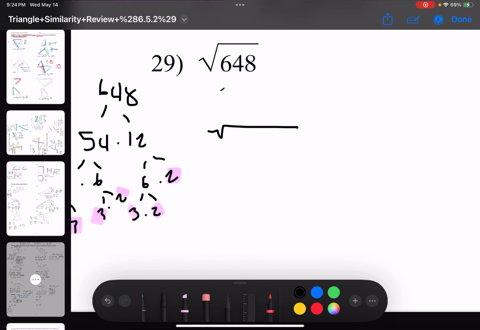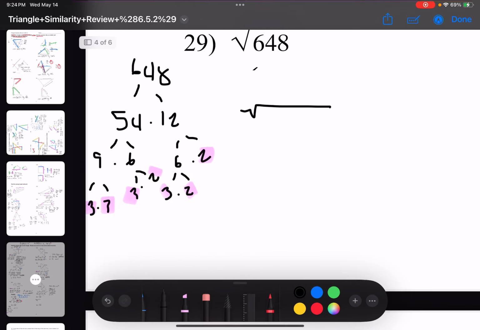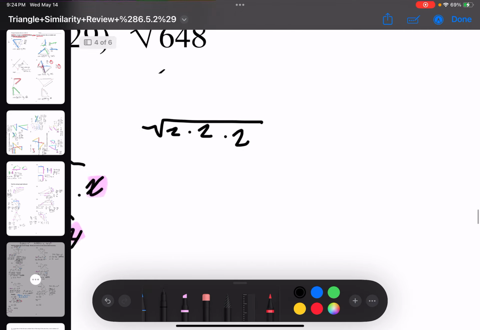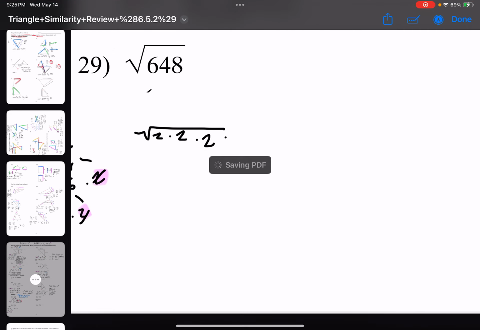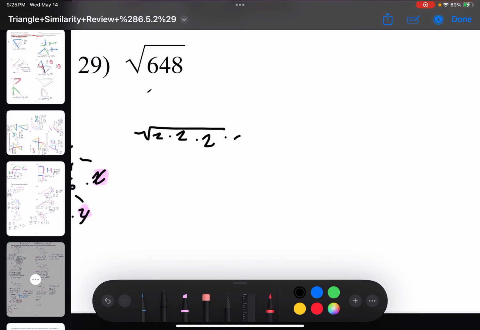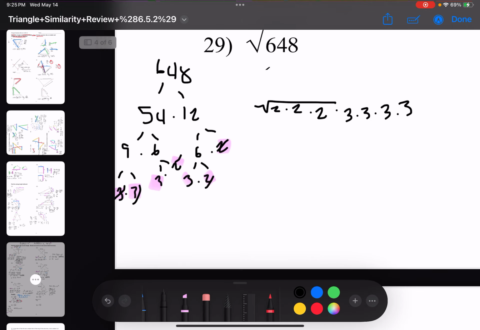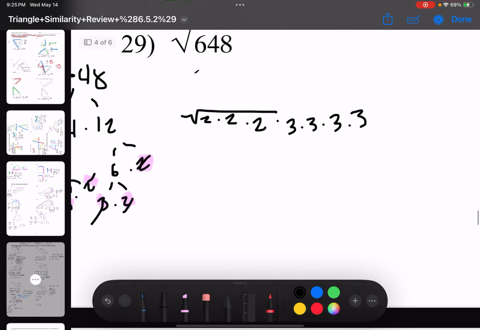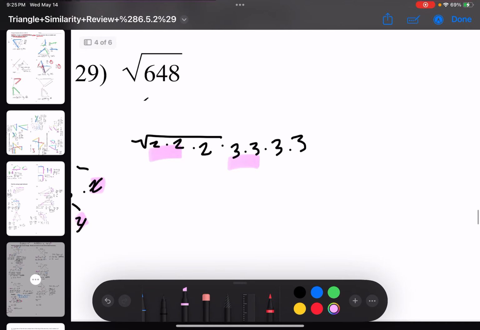Sorry guys, I'm giving myself a headache. 2 times 2. See, there were 3 2s and I just missed it. We have 4 3s. So 1 3, 2 3, 3 3, 4 3. 1, 2, 3, 4. Boom. Hospital bedtime.